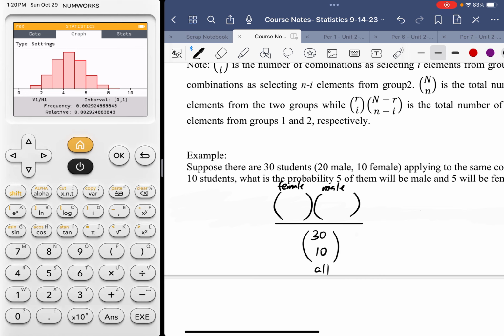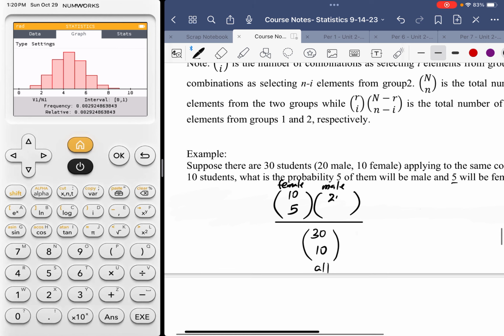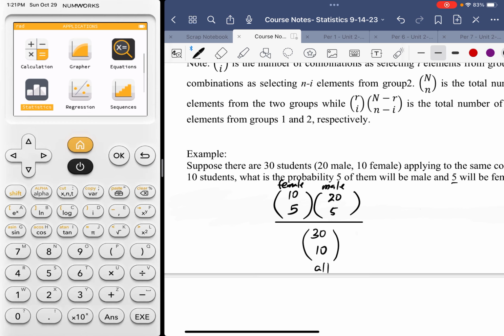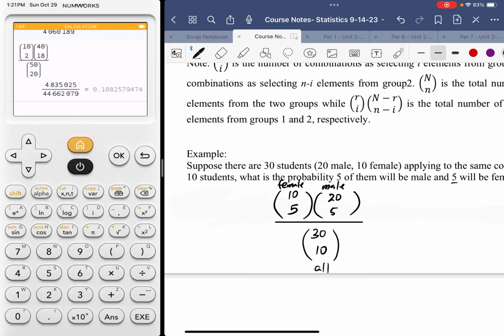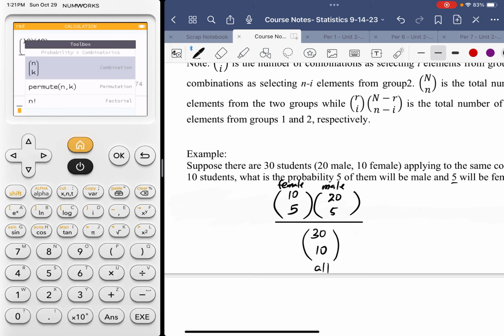Right? Now, if we focus on the females, there are 10 of them available, and we want 5. And that's what it's saying here. For the males, there's 20 of them available. We also want 5. So this is just the same calculation, just a slightly different context, but even if we really think about it, it's not that different contextually. Right? So, like I said, I like to do my division first. Little fraction bar there.